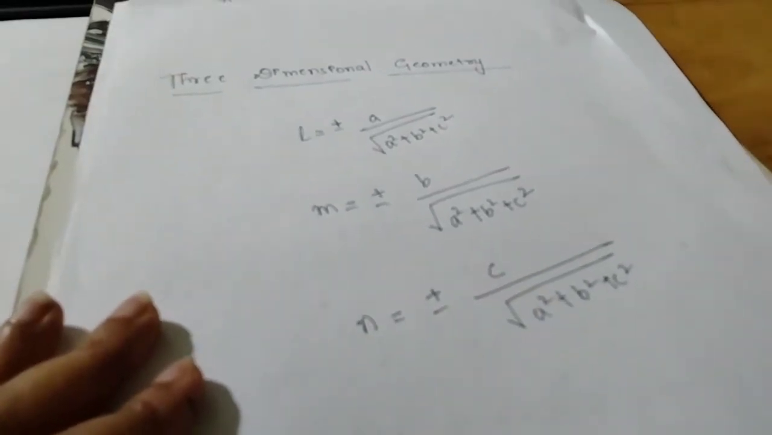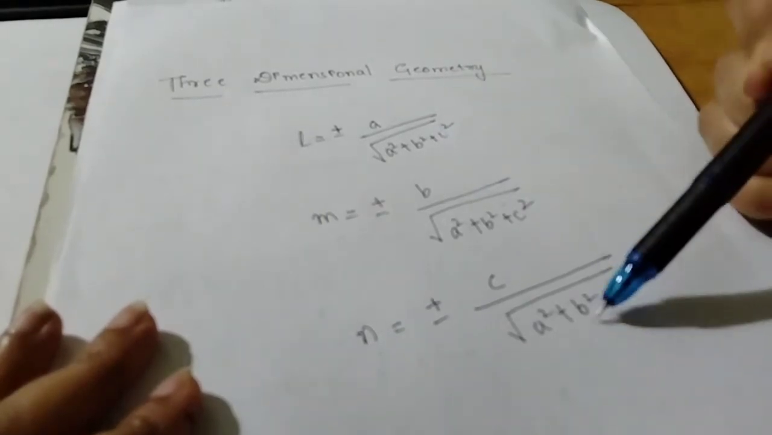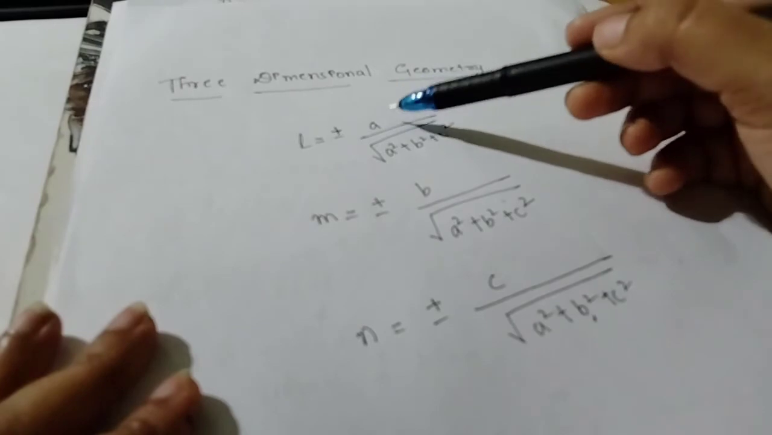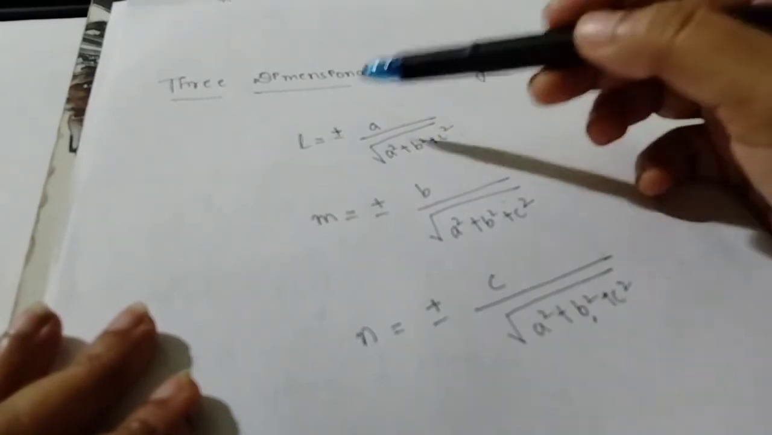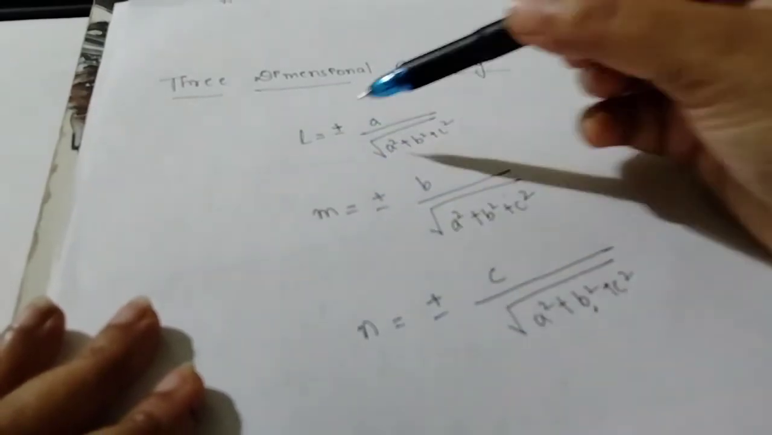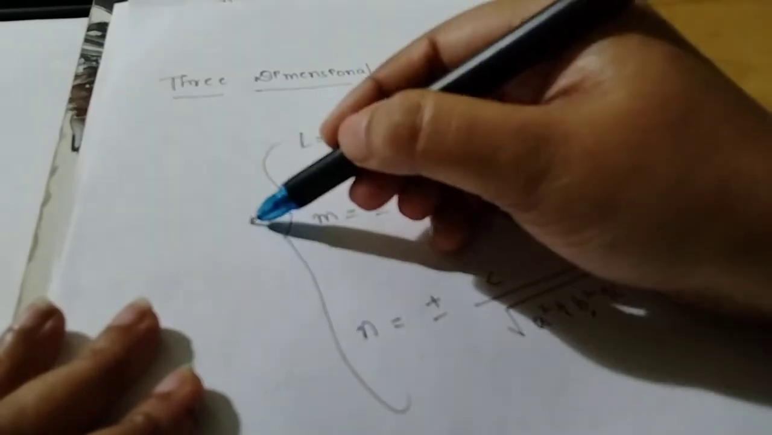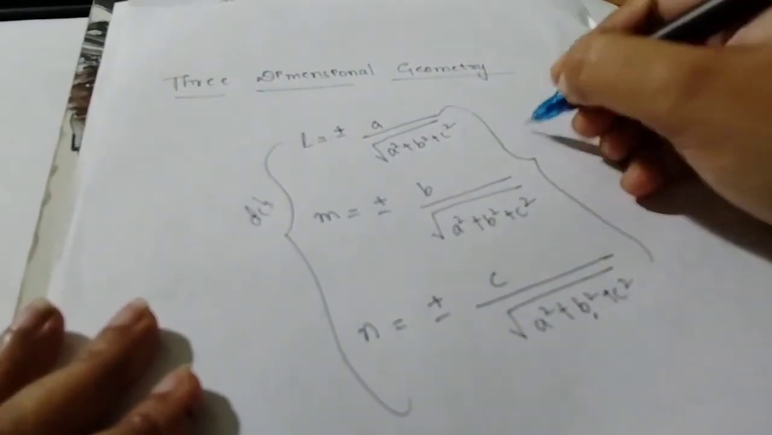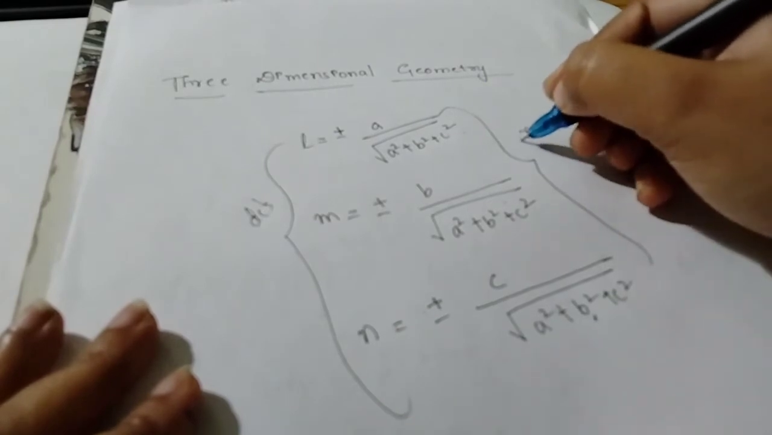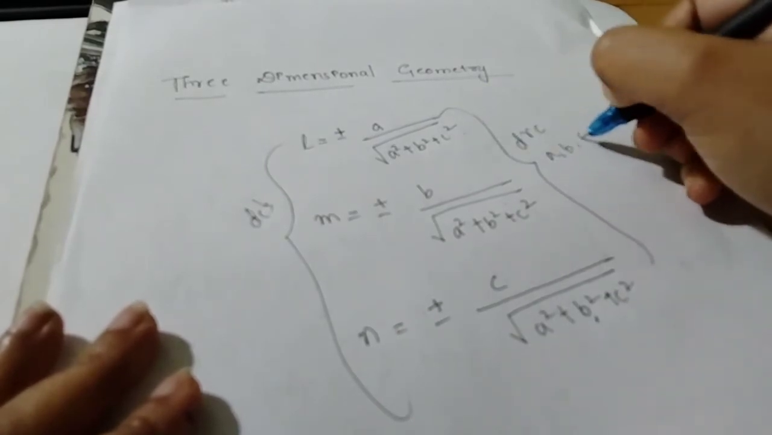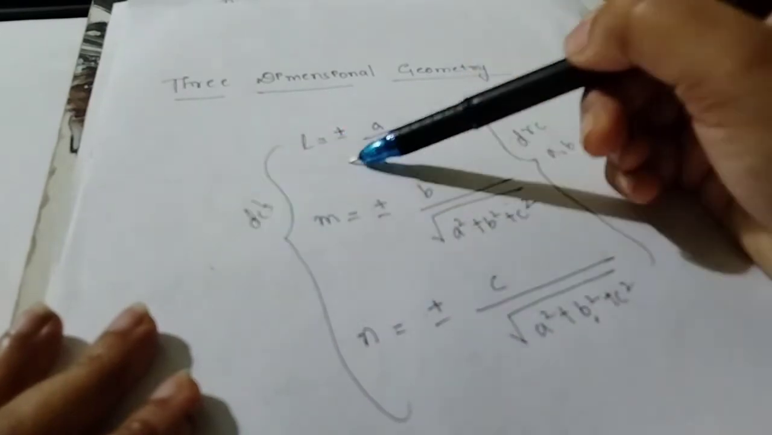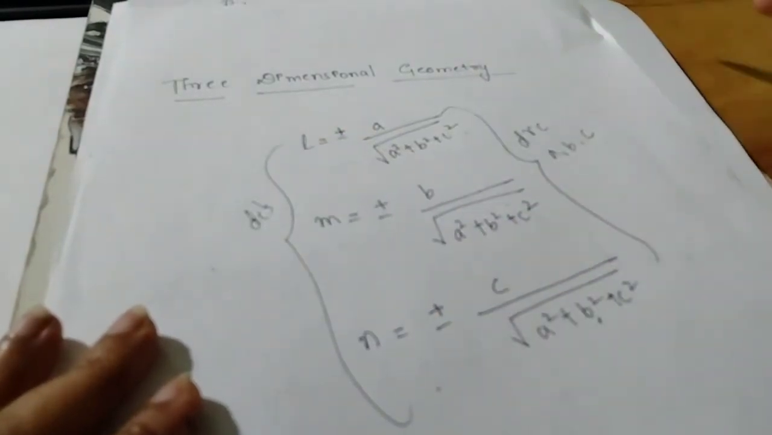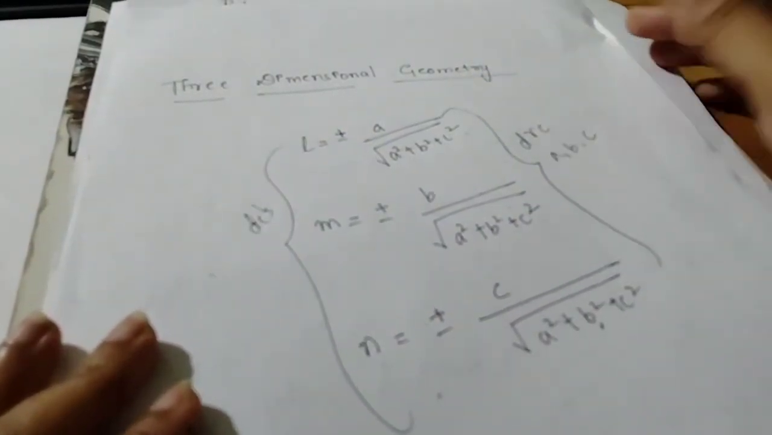Very important, these three. If direction cosines are to be found, direction ratios a, b, c values will be given, and l, m, n means direction cosines. These are what? DCs. DCs means direction cosines. These are what? Direction ratios. What are direction ratios? a, b, c. What are direction cosines? l, m and n. So basically this relation we had discussed.